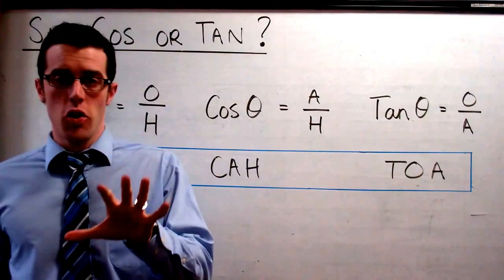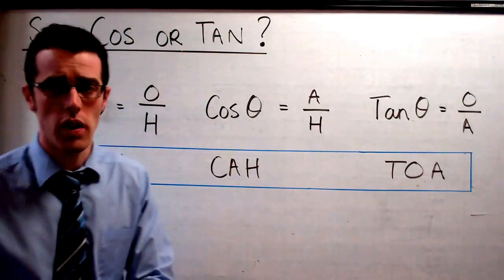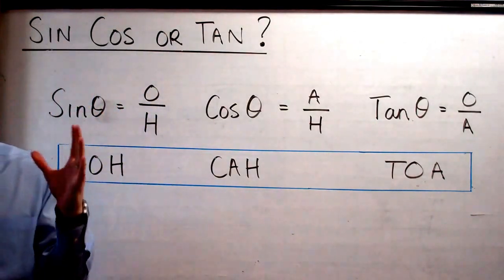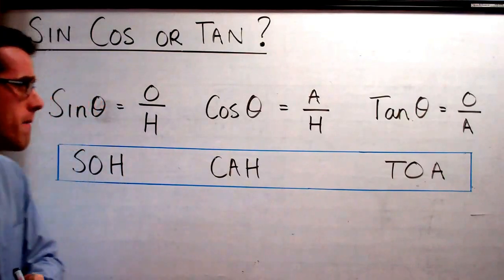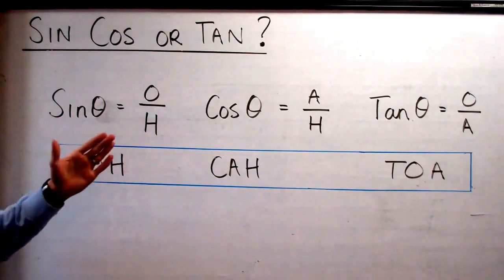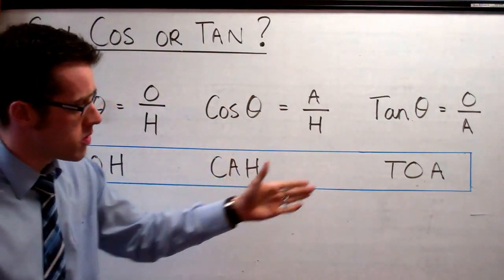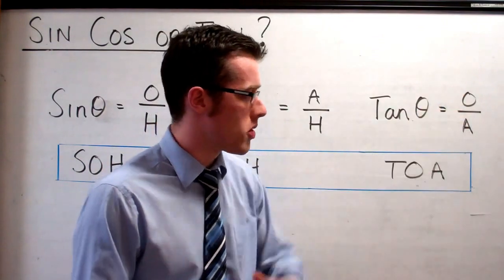Okay, so in this video we're going to look at whether we use sin, cos or tan to calculate missing sides and angles when we're using a right angled triangle. So if we remember, our sine ratio is opposite over hypotenuse, our cos is adjacent over hypotenuse, and our tan is opposite over adjacent.